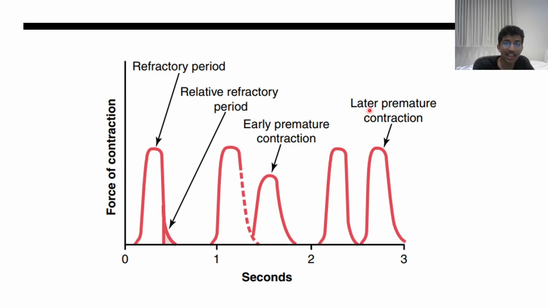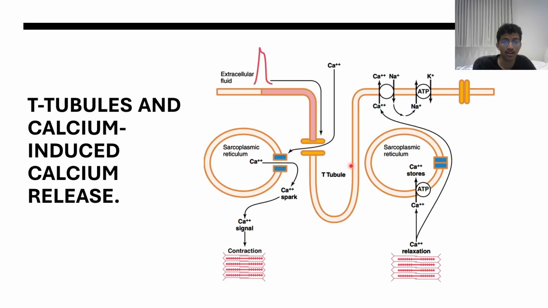Now, this is a later premature contraction. It occurs towards the end of the relative refractory period, and it has similar magnitude to the normal action potential. Now, I need you to focus here. T-tubules. What are T-tubules? Now, in the membrane of cardiomyocytes, we have these invaginations. They're called T-tubules. What's the significance of T-tubules?